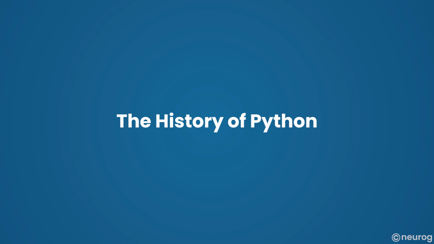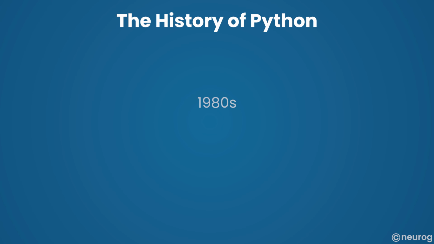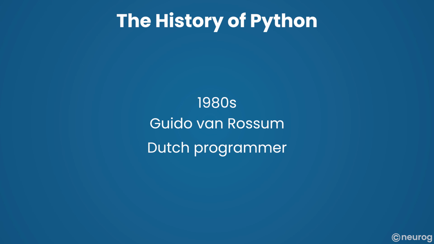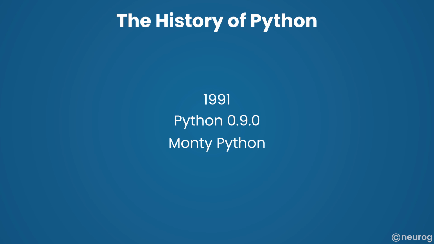Python was created in the late 1980s by Guido van Rossum, a Dutch programmer. It was officially released in 1991 as Python 0.9.0. Python's name was inspired by the British comedy group Monty Python. And over the years, it has evolved into a versatile and powerful programming language.